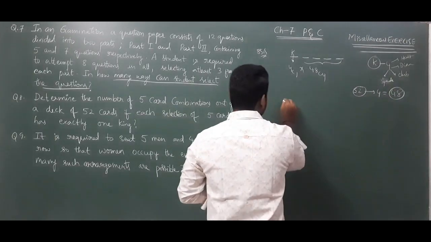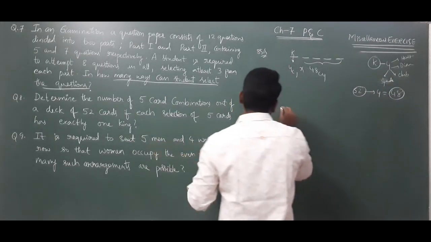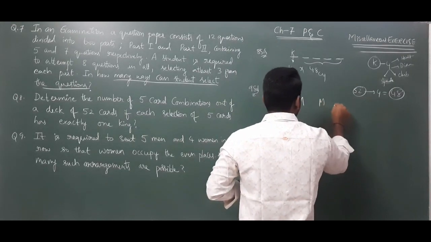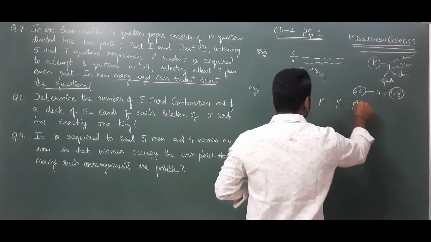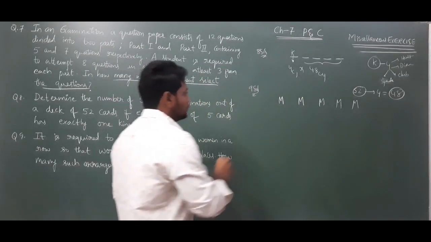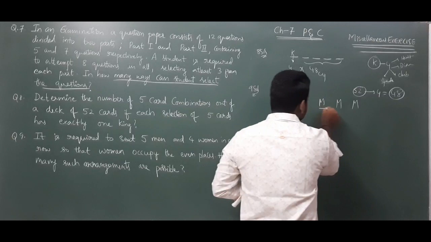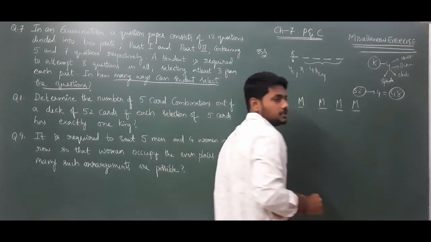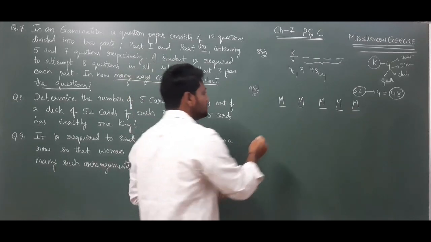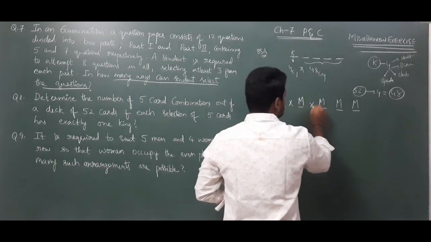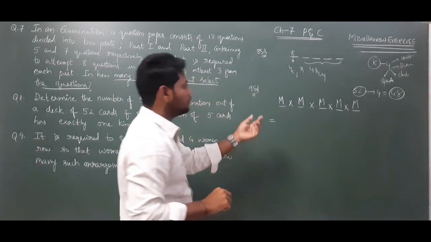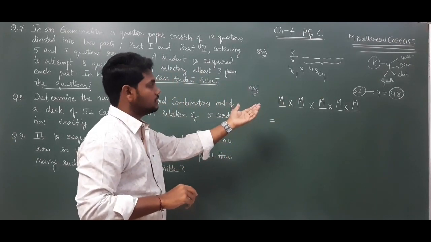So first I will write men here. How many men are available? 5 men. 1, 2, 3, 4, 5. So 5 men I will say. Women should occupy even places. See, what are the even places available here? So in the middle here, 1, 2, 3, 4. Only 4 places will be there here to sit.